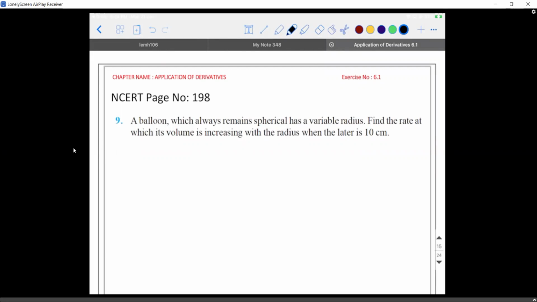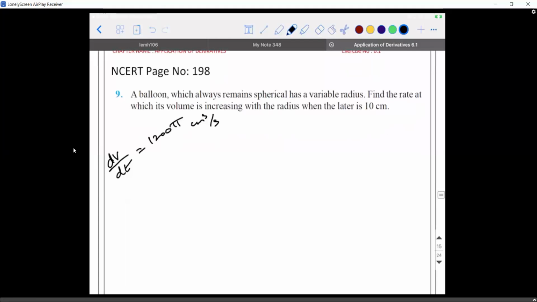1200 pi. Rohan, your voice is breaking. Can you repeat it again? Is it 1200 pi? Yes, sir. 1200 pi centimeter cube per second, correct? Anyone else with the same answer?